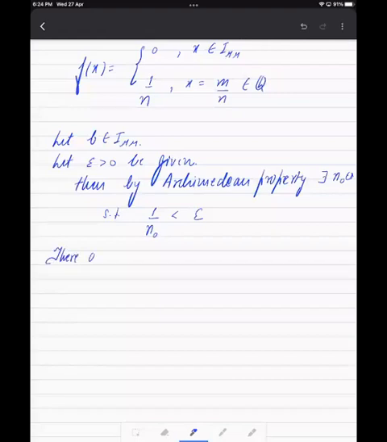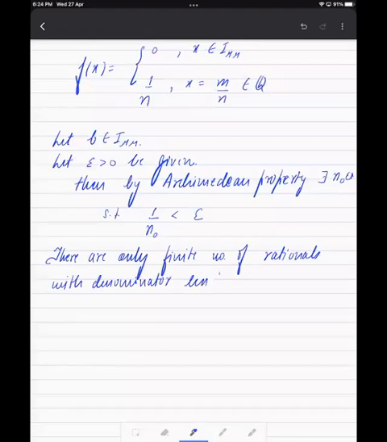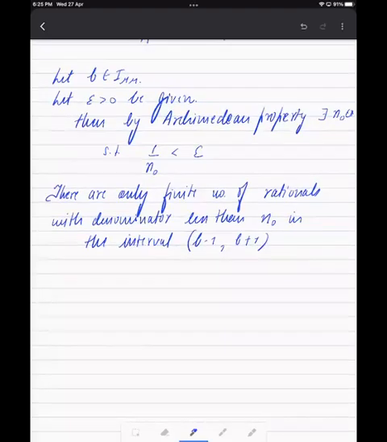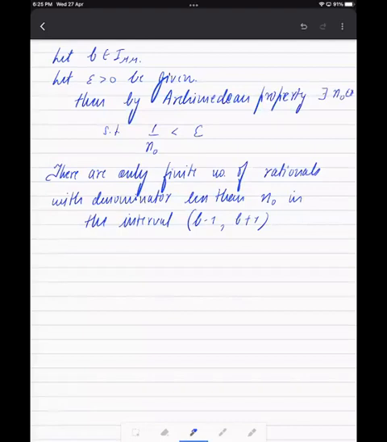Now, there are only a finite number of rationals with denominator less than this n naught that we have chosen in the interval b minus 1 to b plus 1. Does every line have a reason for you, right? See, this is my b and this is my b minus 1, b plus 1.